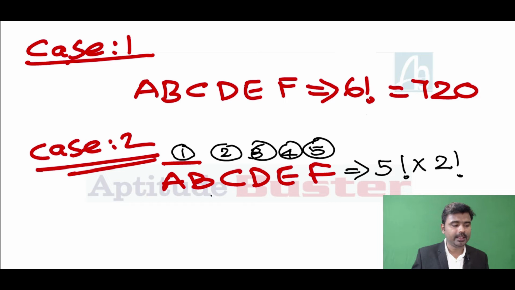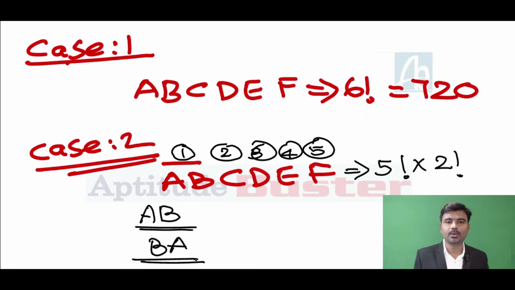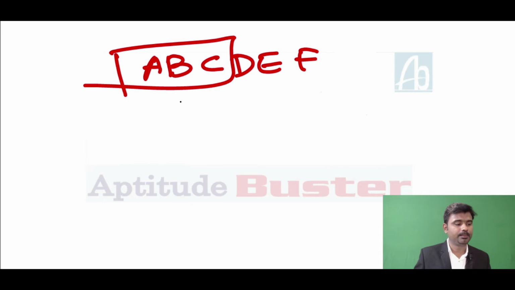Why 2 factorial? AB. If I consider AB, that's one case. The other case is BA. In this case also A and B are together. That's why we need to multiply by 2 factorial. Next, I'll explain you case 2 with one more example.